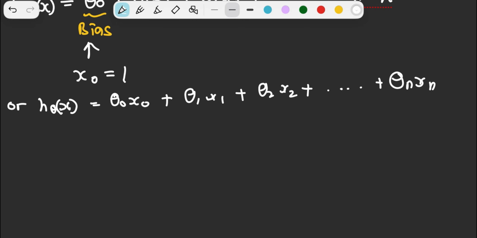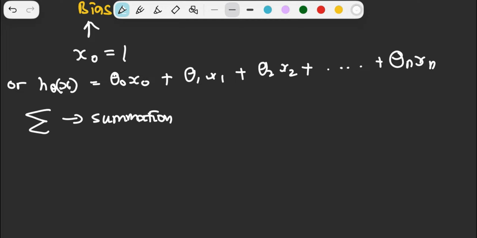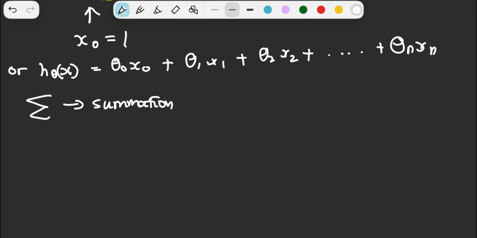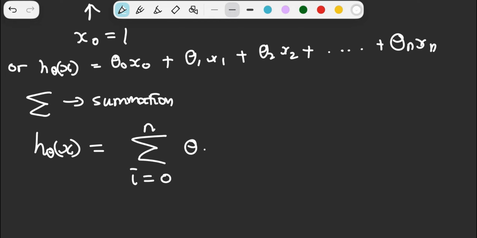Okay, so we can do some cool mathematics here. This sign is called the summation, which basically says add all the things. In this case, we're trying to add this plus this plus this plus this. So you can easily realize that we can break this down and combine it a little bit and say the summation from i equals 0 up until some value n of theta i x i, like this.